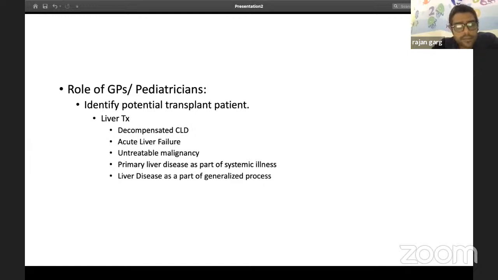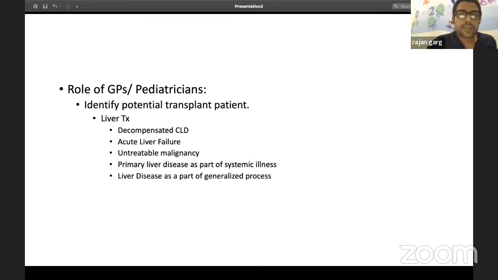Then fourth is primary liver disease as a part of systemic illness. Wilson's disease is a very common example of this category, where the liver is involved primarily and other parts of the body are also involved. For example, in Wilson's, eyes can be involved, brain can be involved, neuro-Wilson's disease. Wilson's disease patients are very common in the 5 to 8 year old age group, and there are so many patients who need transplant.